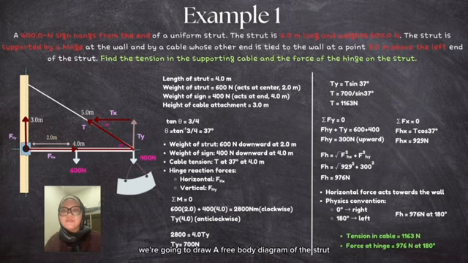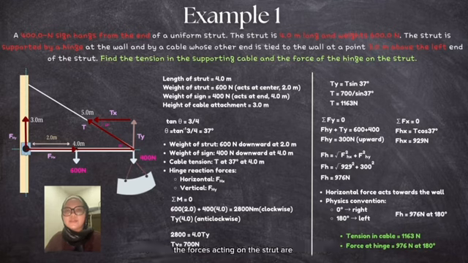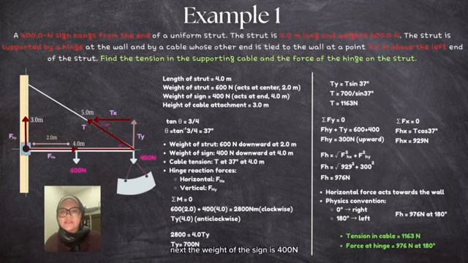Next, we are going to draw a free body diagram of the strut only. The forces acting on the strut are, first, the weight of the strut, 600 Newton acting downward at the center. Next, the weight of the sign, 400 Newton acting downward at the end. And then the tension in the cable T acting at 37 degrees at the end of the strut. Lastly is the force at the hinge, which will resolve into a horizontal component FHX and a vertical component FHY. Because the strut is in equilibrium, the sum of horizontal forces is 0, the sum of vertical forces is 0, and the sum of moments about any point is also 0.